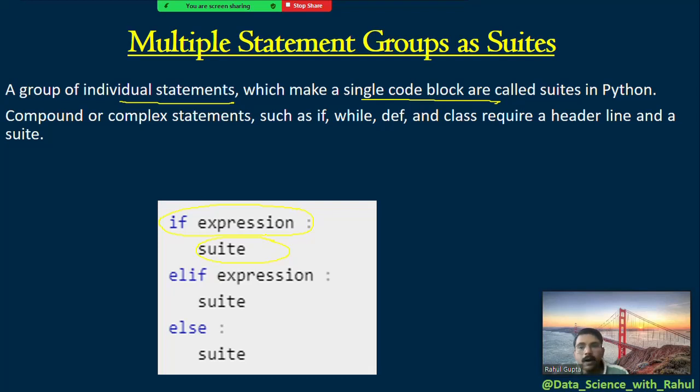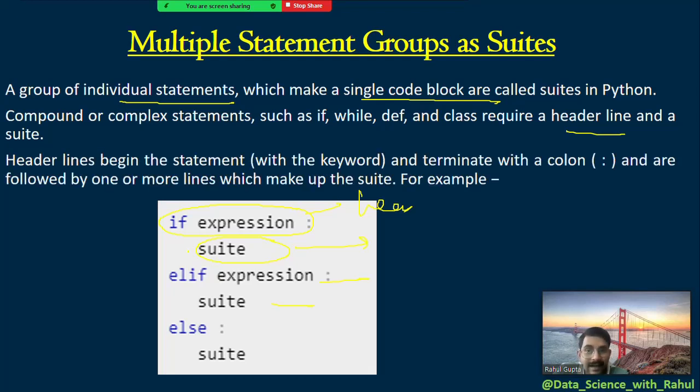Now compound or complex statements such as if, while, def, class require a header line and a suite. So this is called a header line. This is a header, and then we have the suite. Header, suite, correct? Every header has certain things to execute if that is true. Whatever is written under that, we call it a suite. It's a terminology of Python. Since we are learning this language formally, we should be aware of the terminology. It is our moral duty to learn that language.